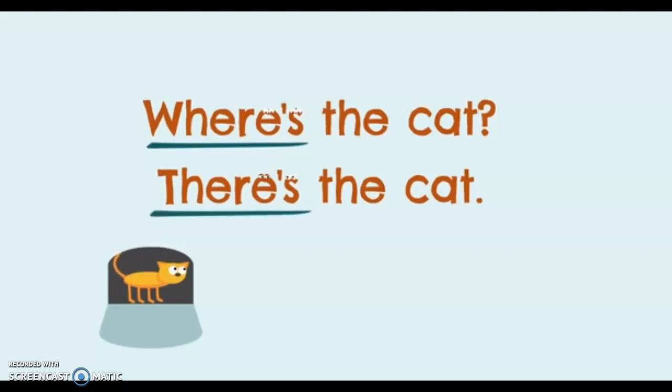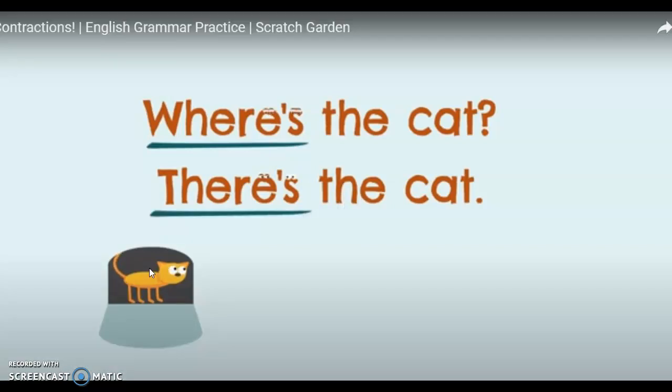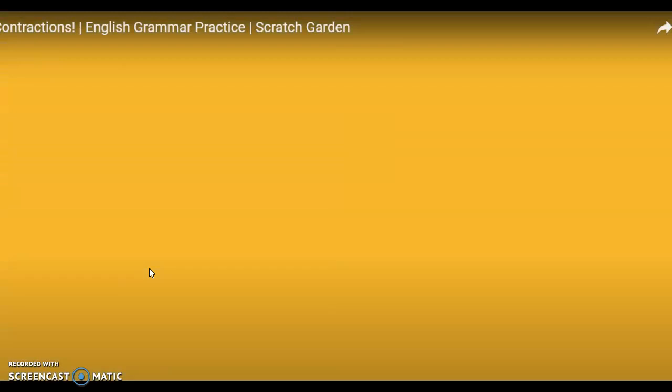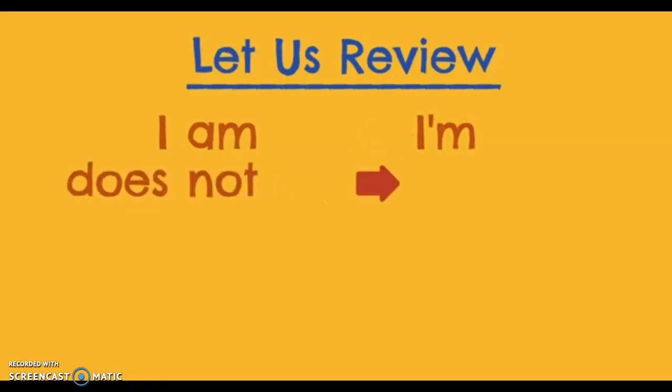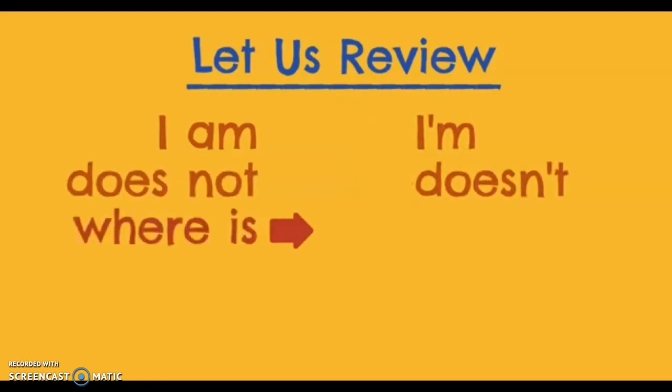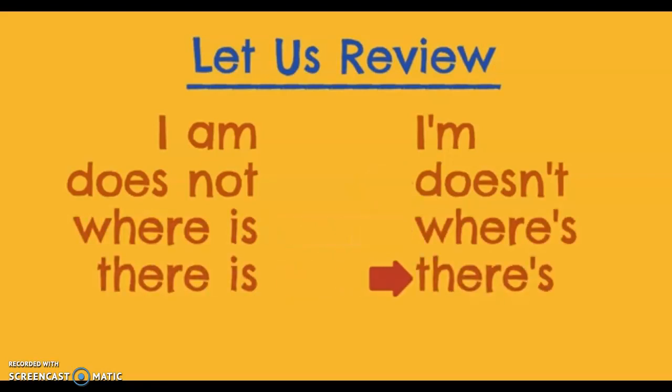There's the cat. Okay, so for the first one, we deleted a letter from as well verb to be. The second one also verb to be. And we can say, where is the cat? And the answer could be, there is the cat, instead of saying, there is the cat. Both are correct. Let us review. I am, I'm. Does not, doesn't. Where is, where's. There is, there's.